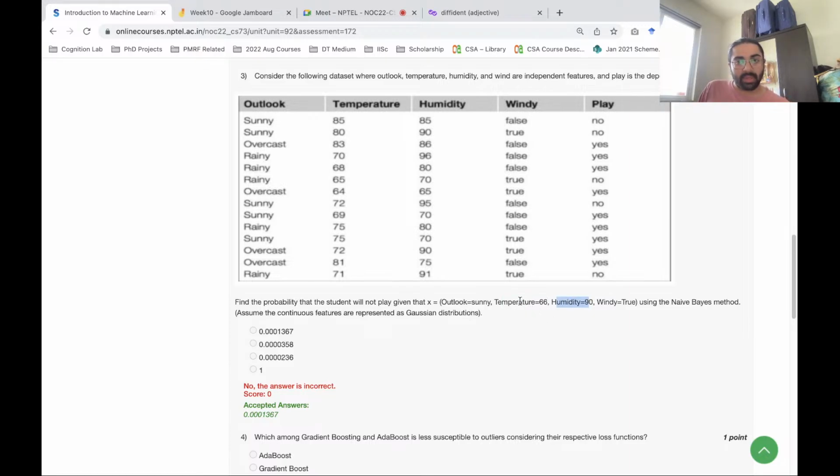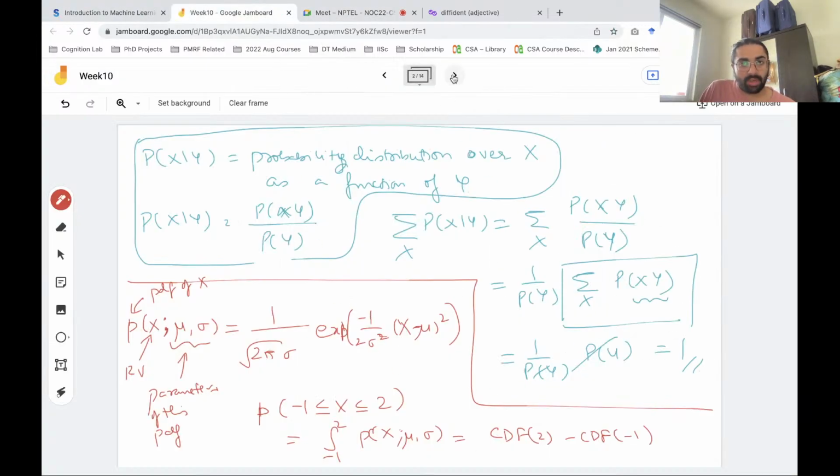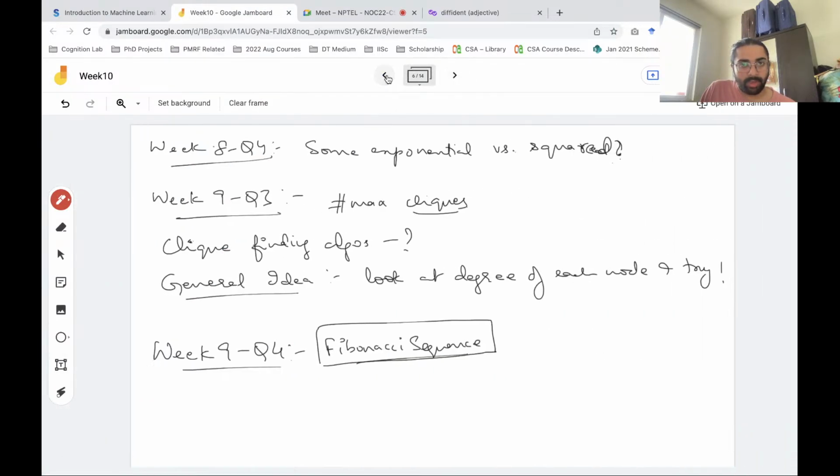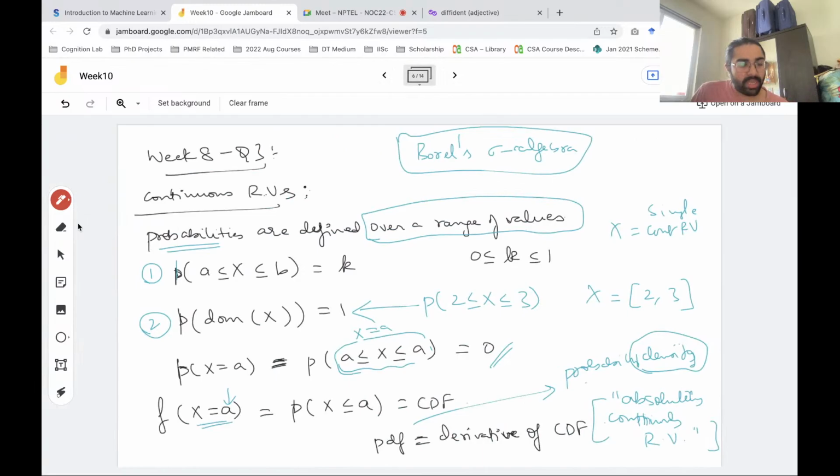The way to ask is, what is the probability if the temperature is between, let's say, 65.5 and 66.5. Okay, so that's the gist of what I wanted to cover for this question 3. Any doubts in this?